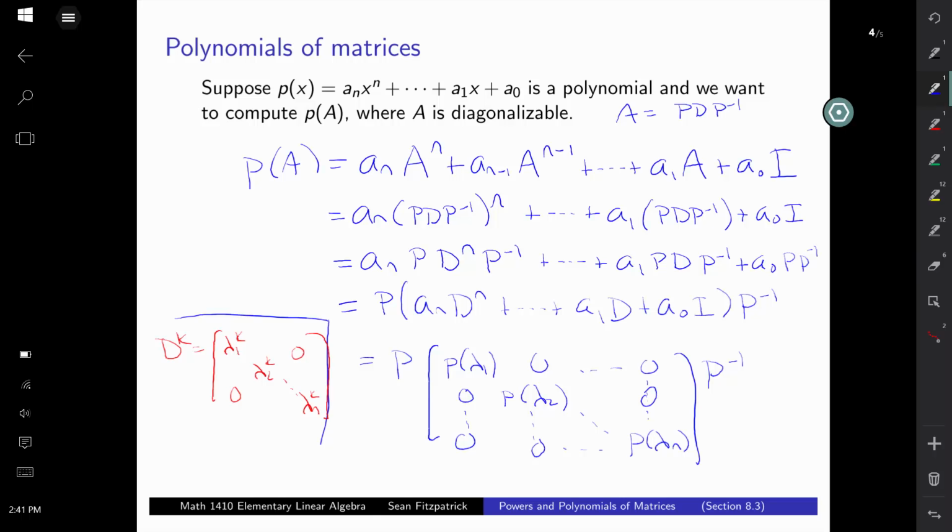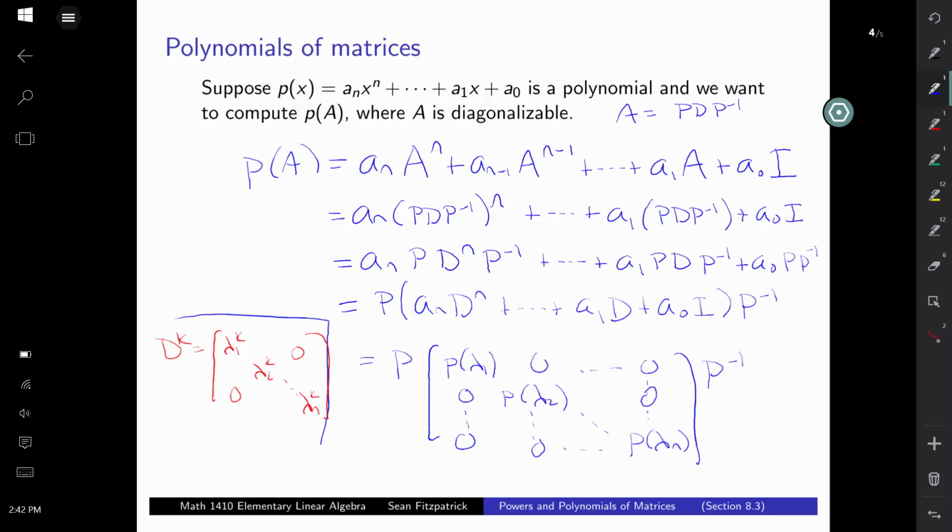So a polynomial of a matrix, not so bad. You just have to actually calculate the values of the polynomial on each eigenvalue, which is a simple numerical computation, right? Plugging a number into a polynomial, we can all handle that. And then you have to do a matrix multiplication at the end. So this is a hugely valuable observation.